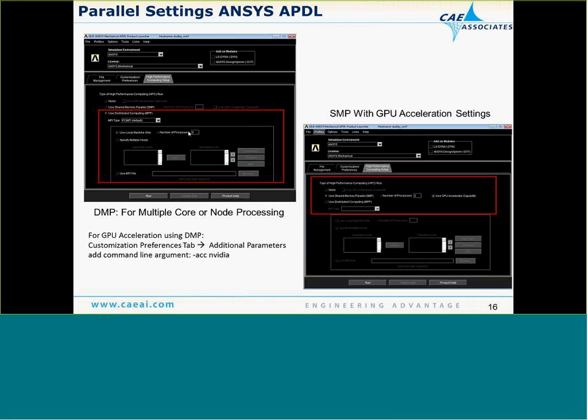And then if we want to use shared memory, we click the radial shared memory button, we can specify the number of processors, and the GPU acceleration that I'll talk to in a couple of slides is as simple as a click of a button with that little checkbox button. And now, going back to the distributed memory, if you wanted to enable GPU acceleration, you still can. It just doesn't happen to be on the same page. We have to go back to the Customization Preferences tab, and we have to add an additional parameter -ACC NVIDIA to enable GPU acceleration with distributed memory.